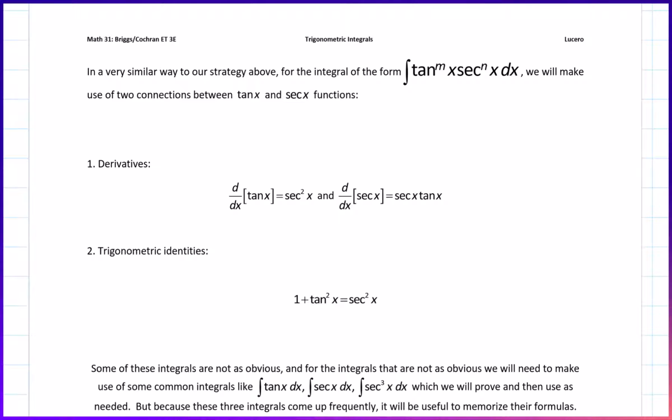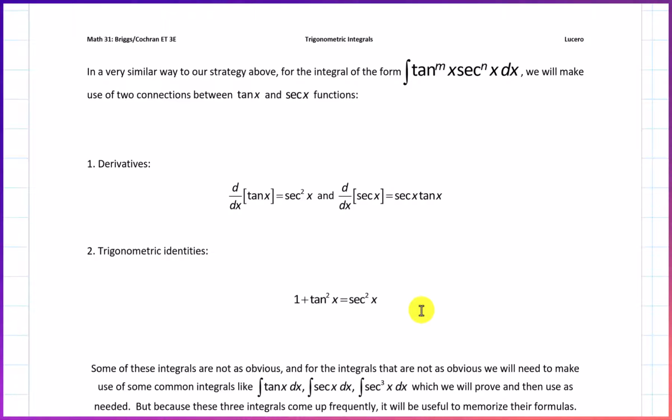And they are similar to how the sine and the cosine are related through their derivatives. The tangent and the secant are related through their derivatives as well. So the derivative of the tangent of x is secant squared, and the derivative of the secant is secant of x times the tangent of x. These two trig functions are also related through identities. So the most fundamental of identities that connects them is 1 plus the tangent squared of x is equal to the secant squared of x.